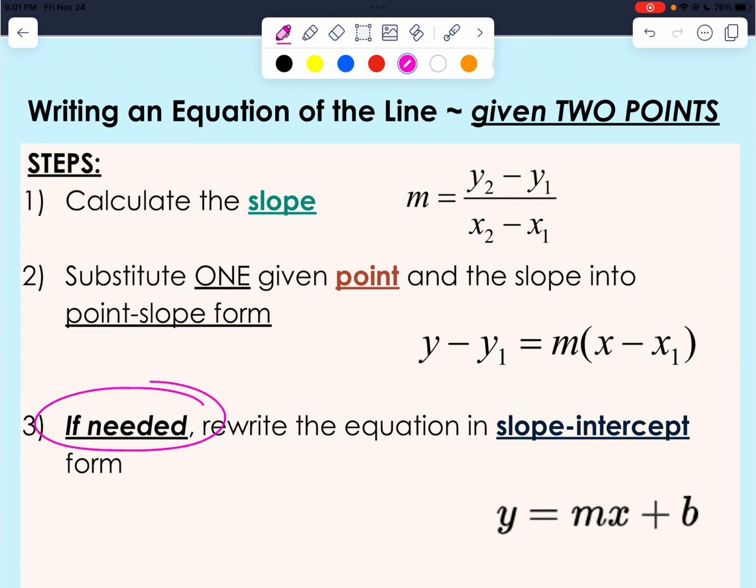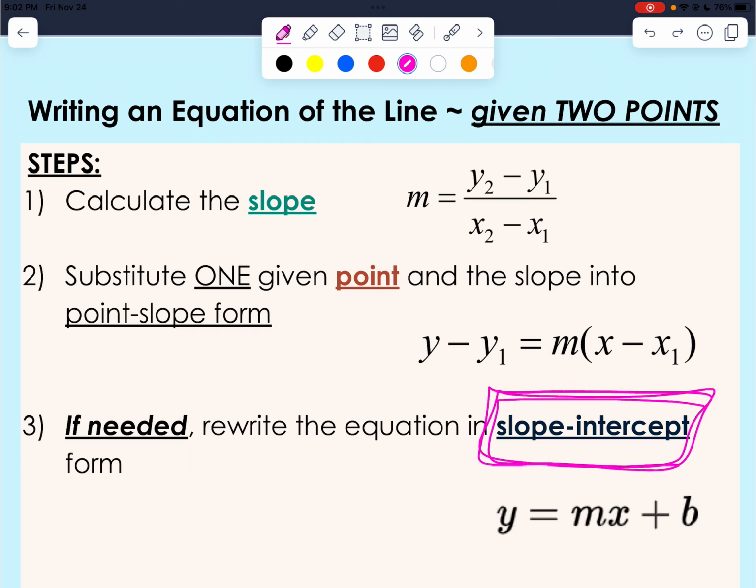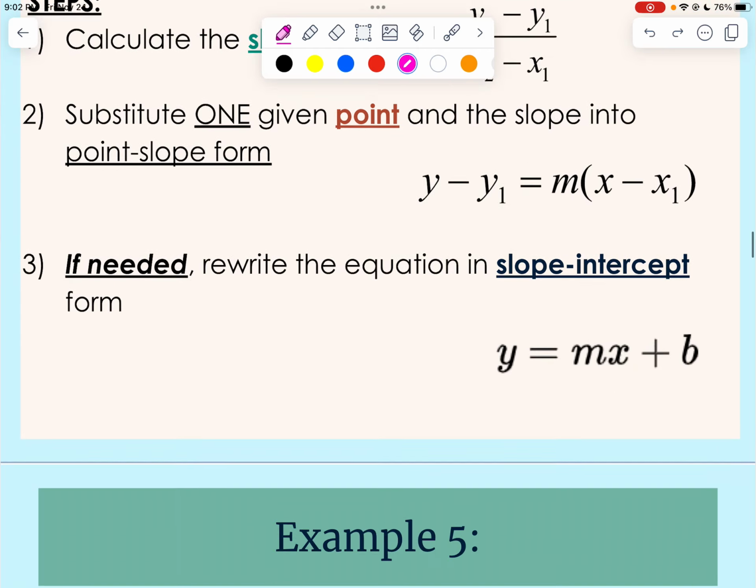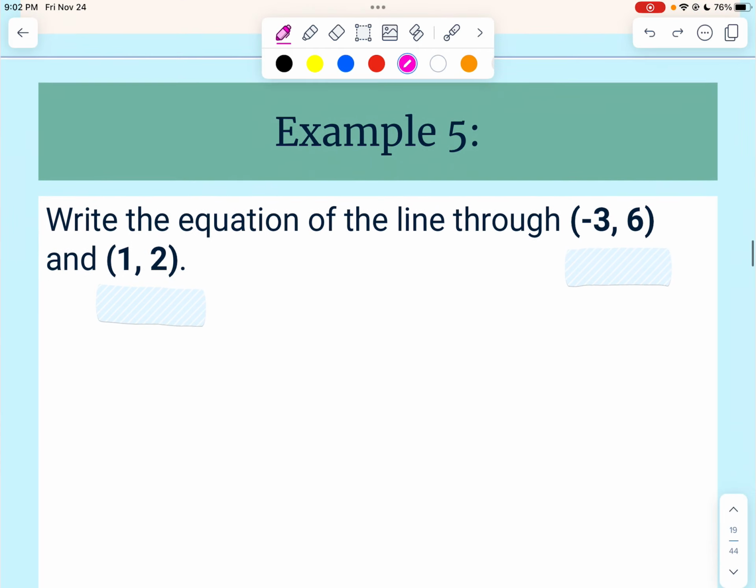It's if needed, right? If the problem says just write an equation, you don't need to do this step. If it says write it in slope-intercept form, then you do need to do this step. So you have to pay attention to what the problem is asking you for. So in example 5, it just says write the equation. No specific form, just write an equation. Awesome. I love that. That makes my job easier.